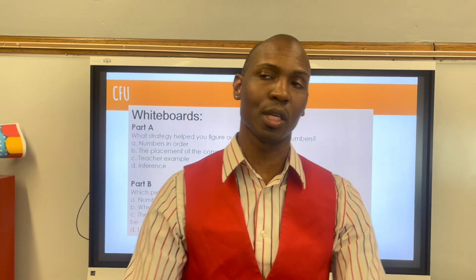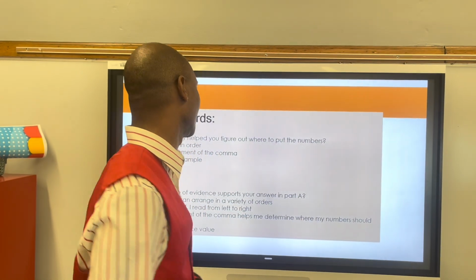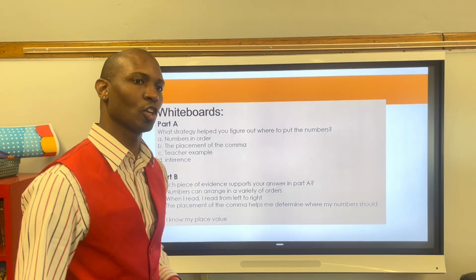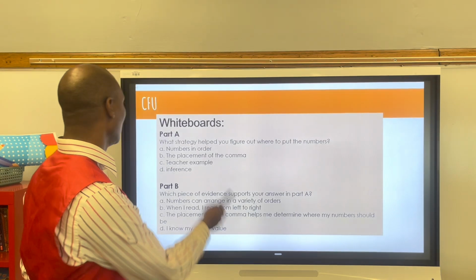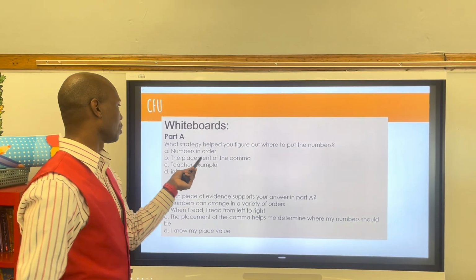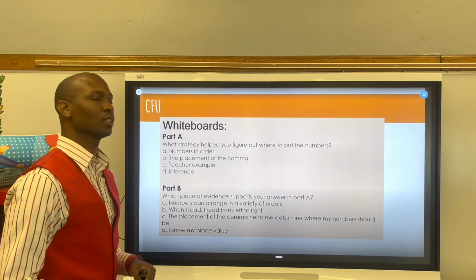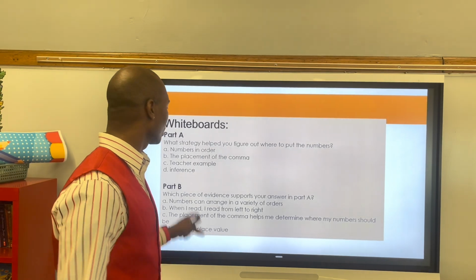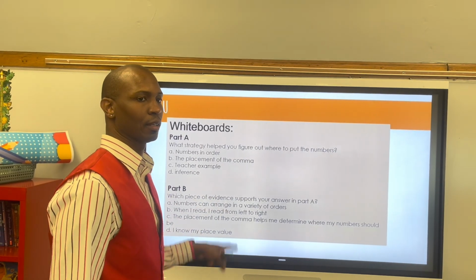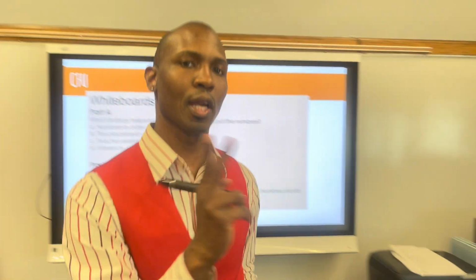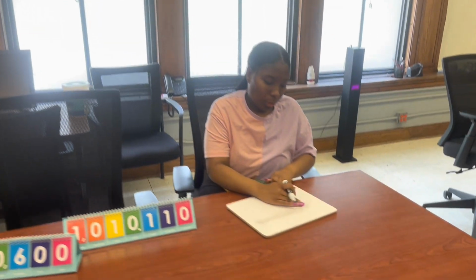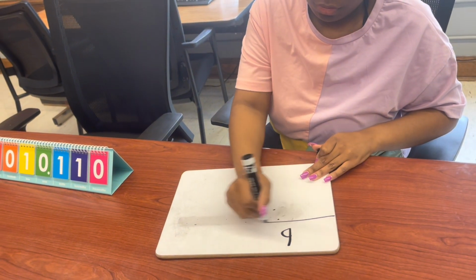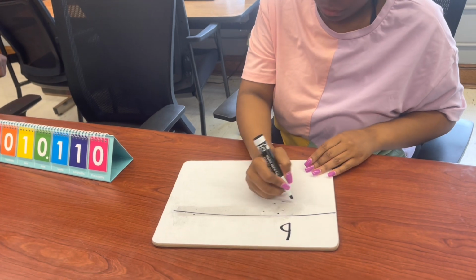All right, checking for understanding. Because I just modeled a we do, I want us to make sure we're still on the same page. What strategy, same question, helped you figure out where to put your numbers as we talk through it together? Was it the numbers in order? Was it the placement of the comma, the teacher example, or how you inferred the problem when you were reading through? Then I want you to tell me which piece of evidence supports your answer for A. So go ahead and write 2 answers. I want to see your first answer, then draw a line. And then the second answer, your part B.